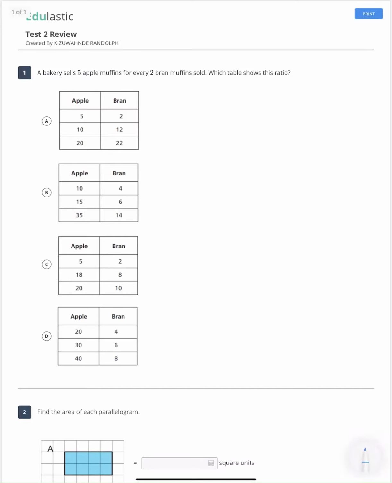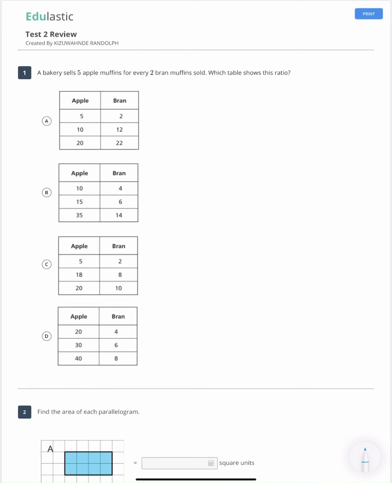So the first question is a multiple choice question. And just like what I told you guys, with the multiple choice question, only one answer is correct. Okay, so multiple choice questions, only one answer is correct. So let's go over the question. It says a bakery sells 5 apple muffins for every 2 bran muffins sold. Which table shows this ratio?